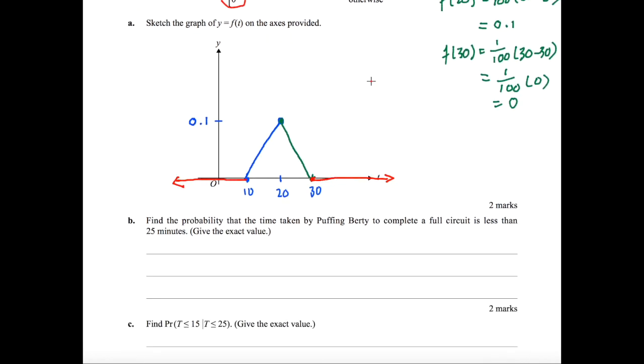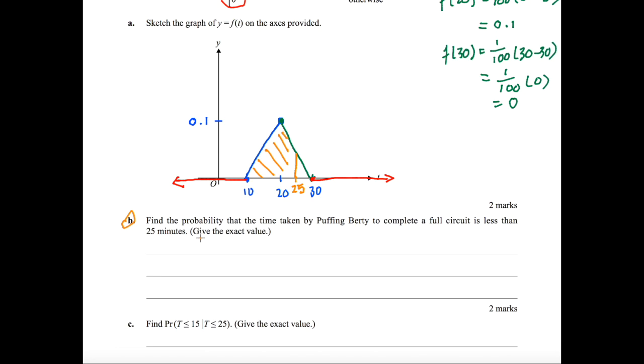Find the probability that the time taken by Puffing Birdie to complete a full circuit is less than 25 minutes. Okay, let's see if we can shade that area in. Let's use orange. Alright, time taken is less than 25 minutes. Well, 25 minutes is probably right about there. So we're talking about this area in here.